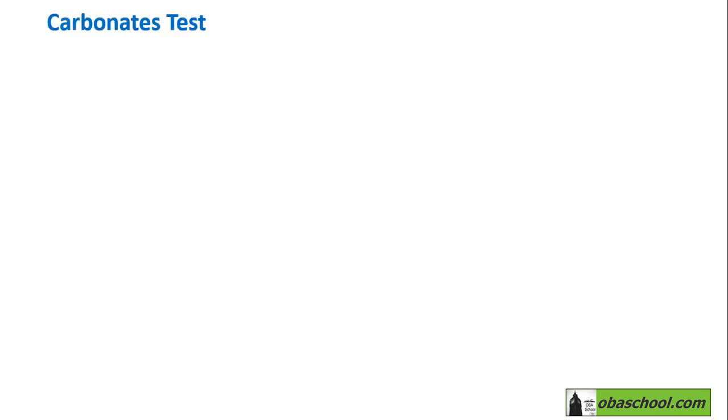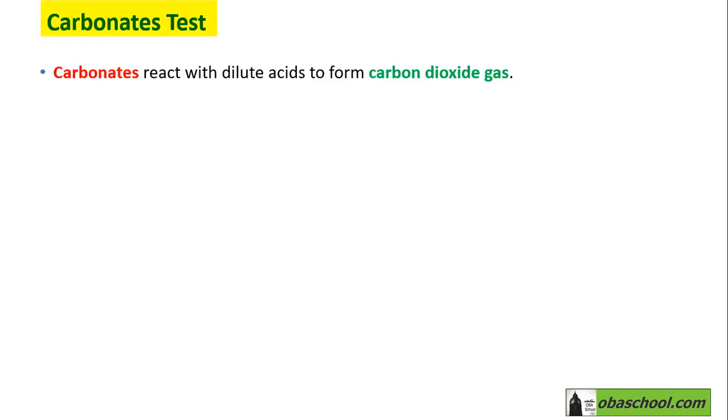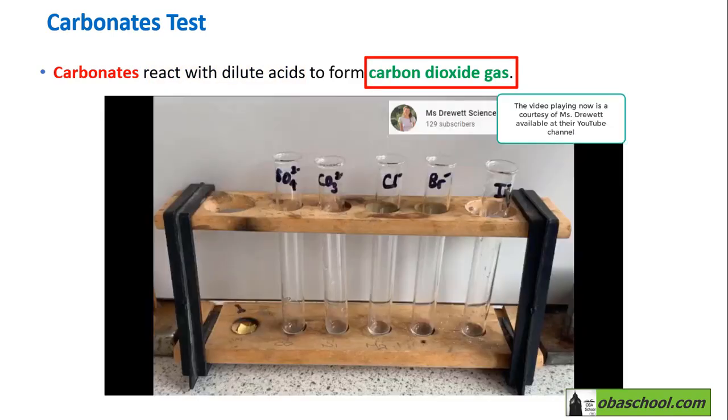Let's start off with the carbonates test. Carbonates can be identified and tested by their reaction with dilute acids. When carbonates react with dilute acids, they will form carbon dioxide gas. Let's now observe how this experiment could be done in the lab.